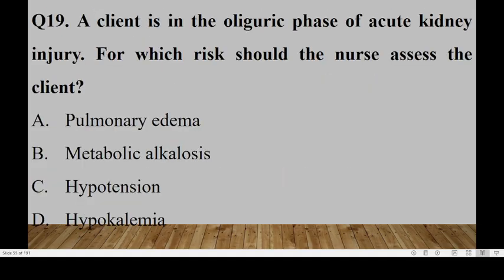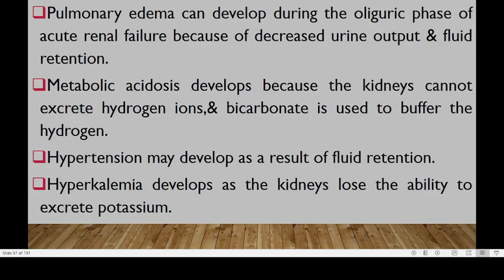A client is in the oliguric phase of acute kidney injury. For which risk should the nurse assess the client? Yes, pulmonary edema. Remember, pulmonary edema can develop during the oliguric phase of acute renal failure because of decreased urine output and fluid retention.